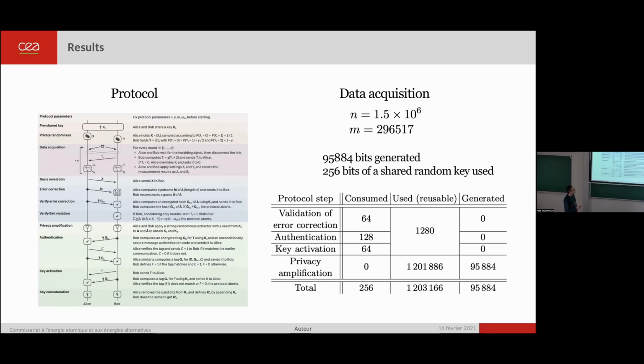Working with 1.5 million rounds and sacrificing basically 300 of those rounds for error correction, we're still able to generate a key of length 95,000 with an initial key of length 256. So we see that there's really an expansion going on.